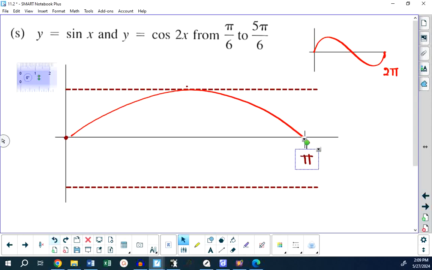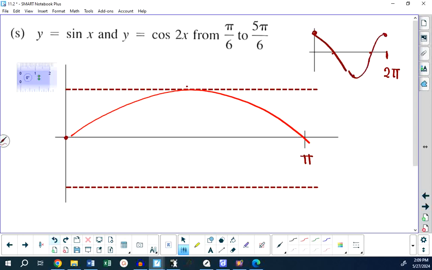Okay, so that's y equals sine of x. Now, what does cos of 2x look like? Cos of x. What I'm putting up here is for my own benefit as well as yours. If I were working on this on paper, I would be making these sketches rather than using my graphing calculator. Cos of x starts at the top, goes down, and ends up there. That's cos of x.